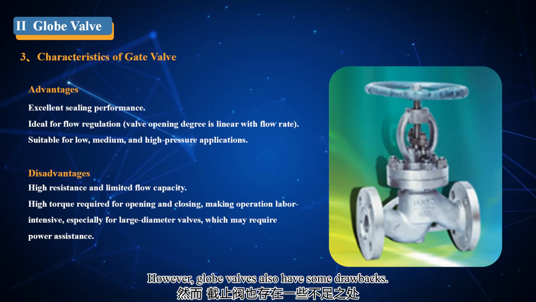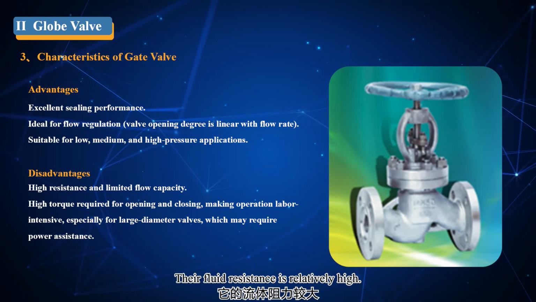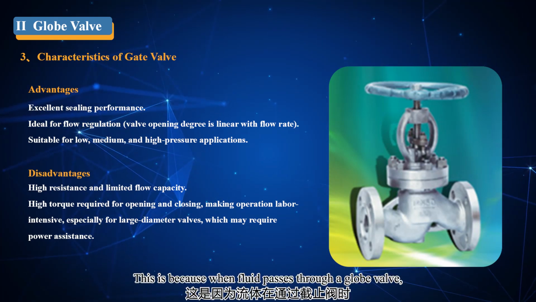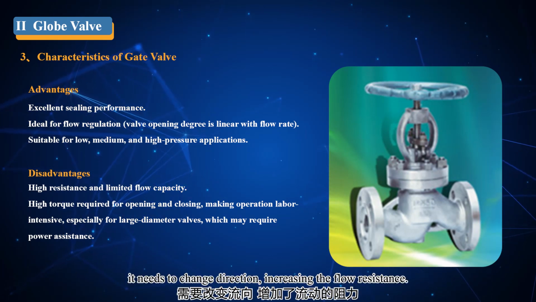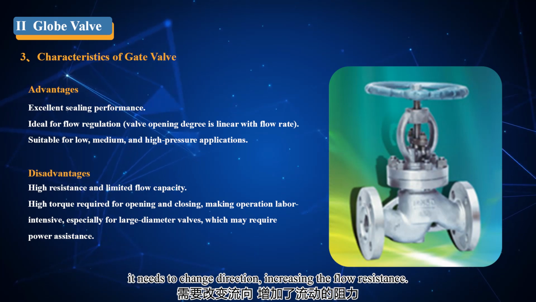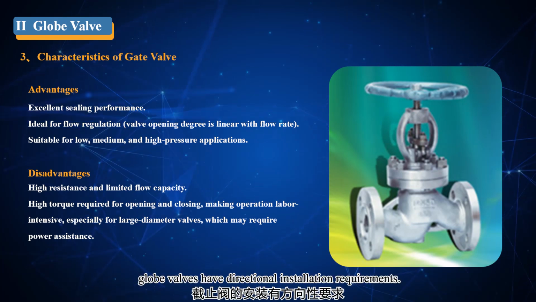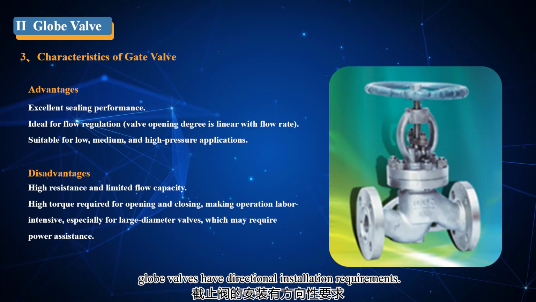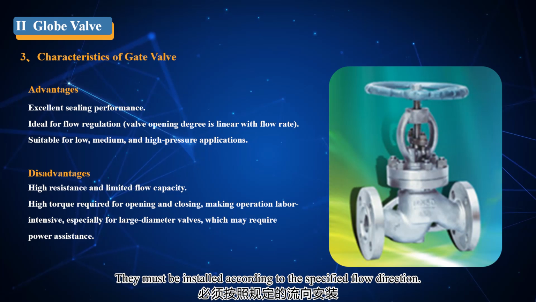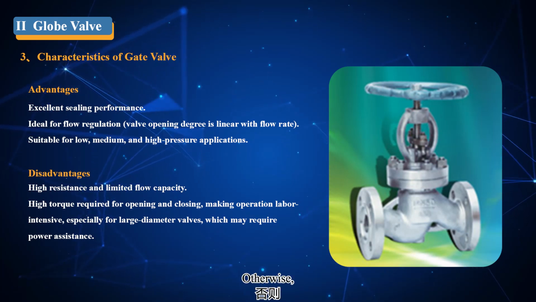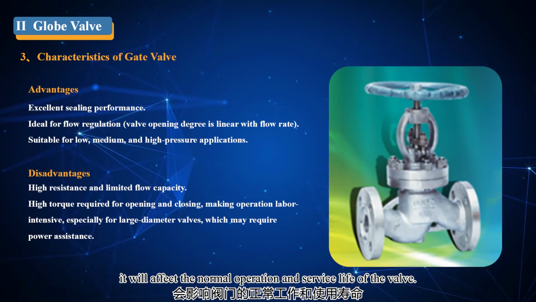However, globe valves also have some drawbacks. Their fluid resistance is relatively high. This is because when fluid passes through a globe valve, it needs to change direction, increasing the flow resistance. In addition, globe valves have directional installation requirements. They must be installed according to the specified flow direction. Otherwise, it will affect the normal operation and service life of the valve.